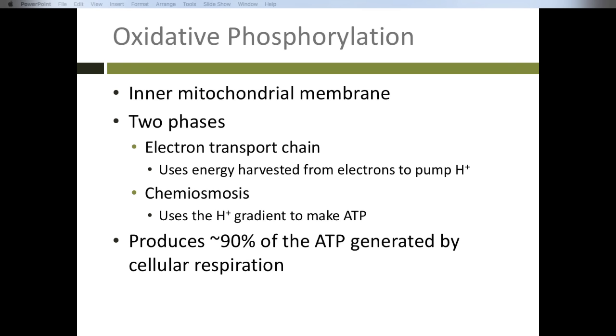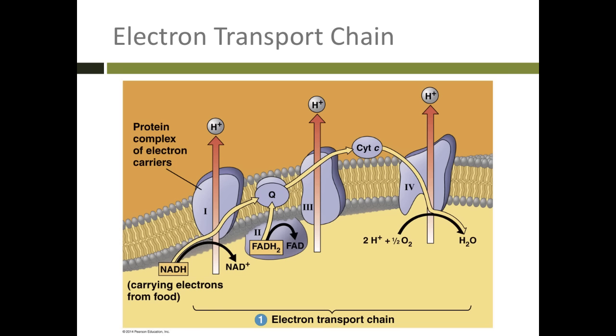Oxidative phosphorylation is the 3rd and final step in cellular respiration. This is a process that happens across the inner mitochondrial membrane. There are 2 phases here. One is the electron transport chain, where we're going to be using the energy that is harvested from our electrons to pump hydrogen across the membrane, and chemiosmosis, where we're using the potential energy stored in the hydrogen gradient to create ATP. In eukaryotes, the electron transport chain is in the inner membrane of the mitochondria and consists of a series of 5 protein complexes.